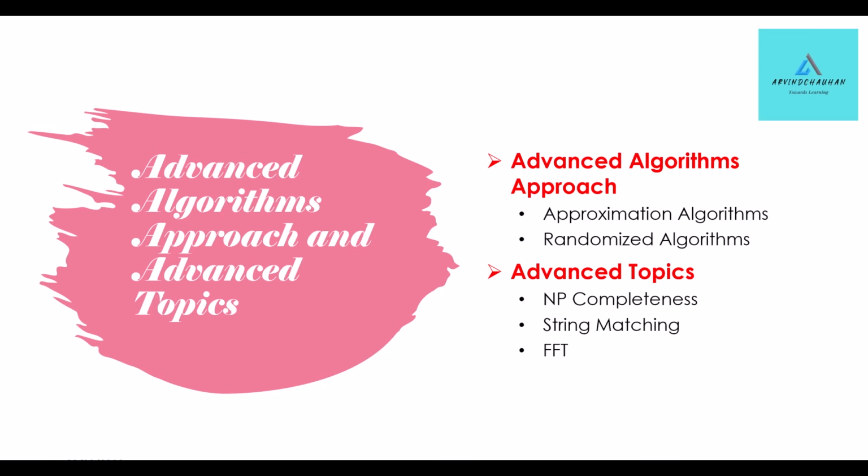As I told earlier, in advanced algorithm में हम discuss करेंगे approximation algorithm and randomized algorithm. और साथ साथ हम discuss करेंगे application of approximation algorithm and randomized algorithm. And these are the advanced topics: NP completeness, string matching, and fast Fourier transformation. So ये string matching में कुछ algorithms हैं that are very important from the GATE point of view and the university exam point of view. So we will discuss all string matching algorithms.